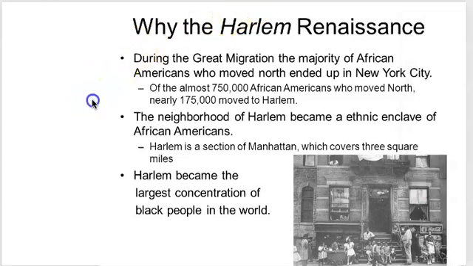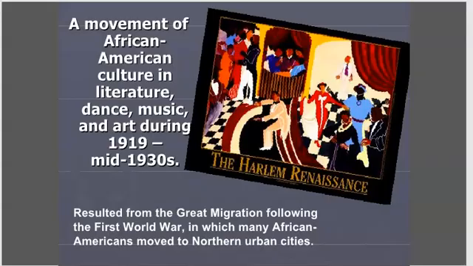Okay. So during the Great Migration, the majority of African Americans who moved north ended up in New York City. Of the almost 750,000 African Americans who moved north, nearly 175,000 moved to Harlem. So the neighborhood of Harlem became an ethnic enclave of African Americans. And it's only 3 square miles, which I think is also really amazing. So it became the largest concentration of Black people in the world. Of course, now with gentrification, I don't know if that's still true. Maybe it is.